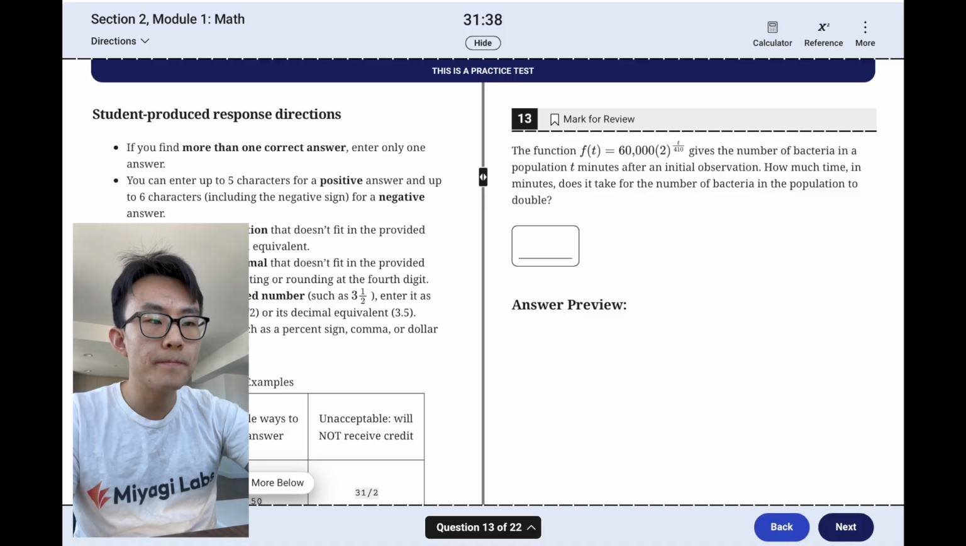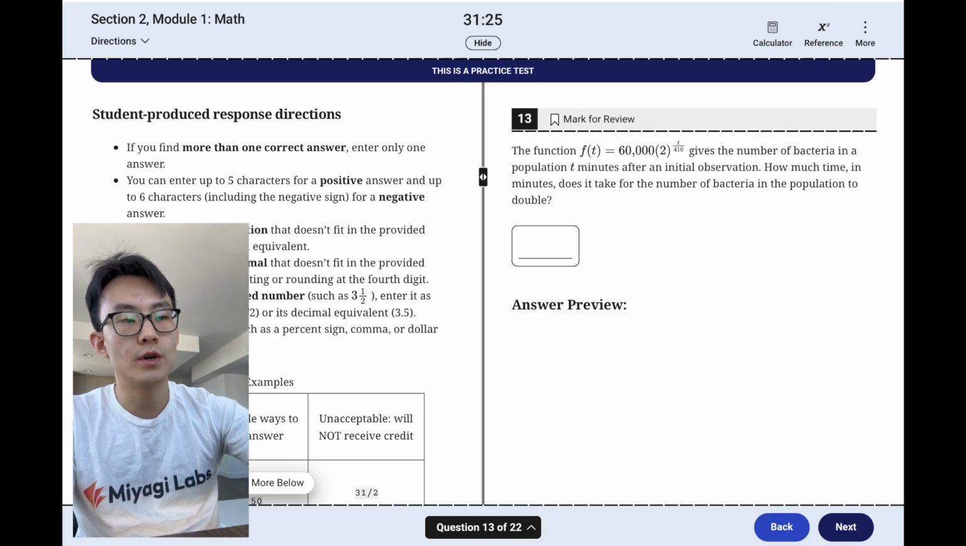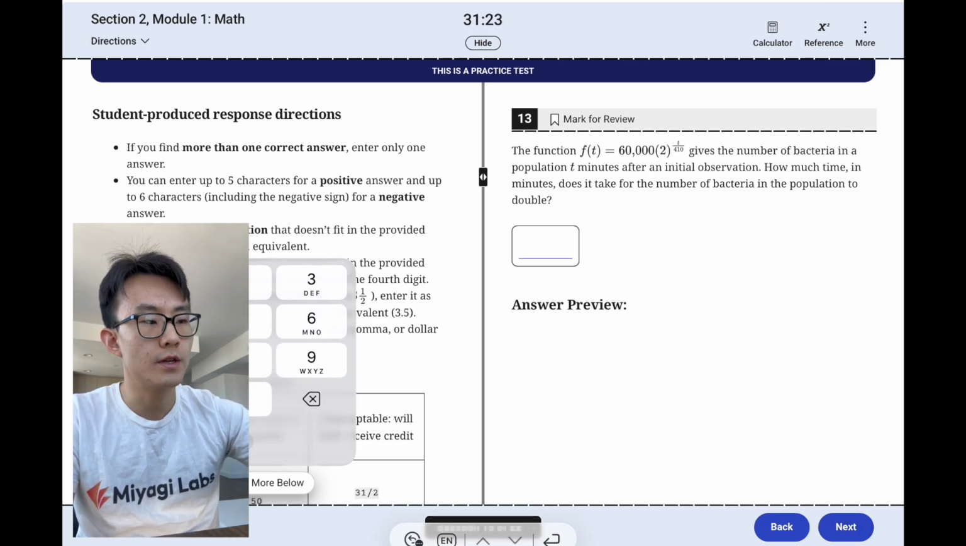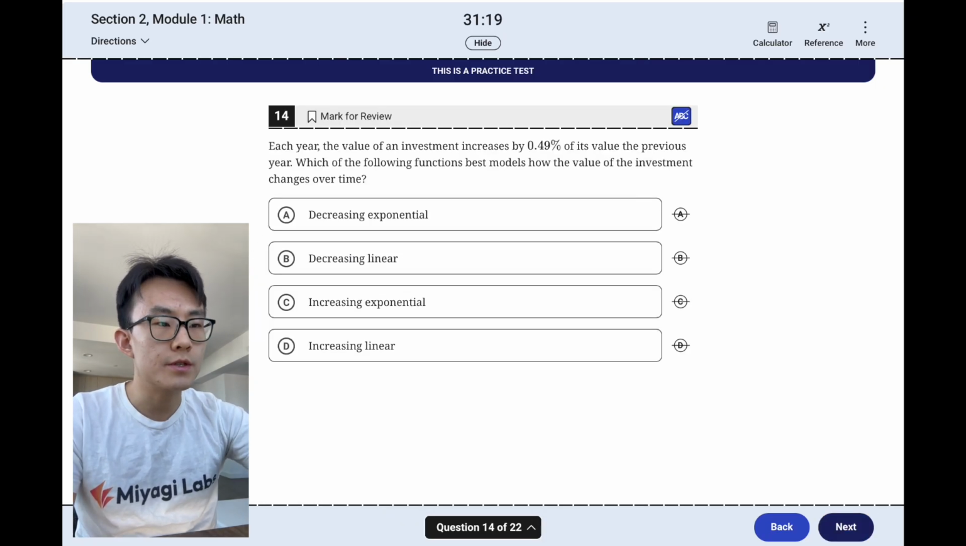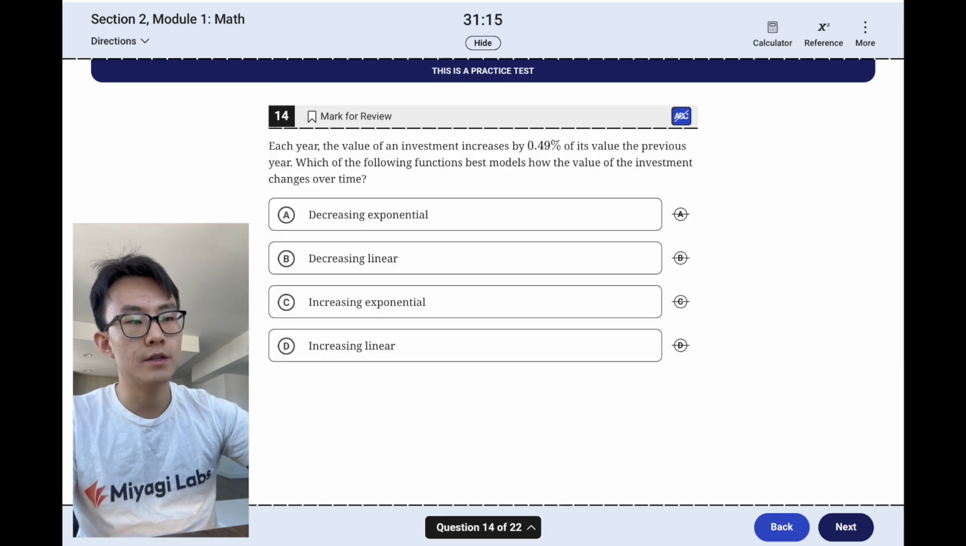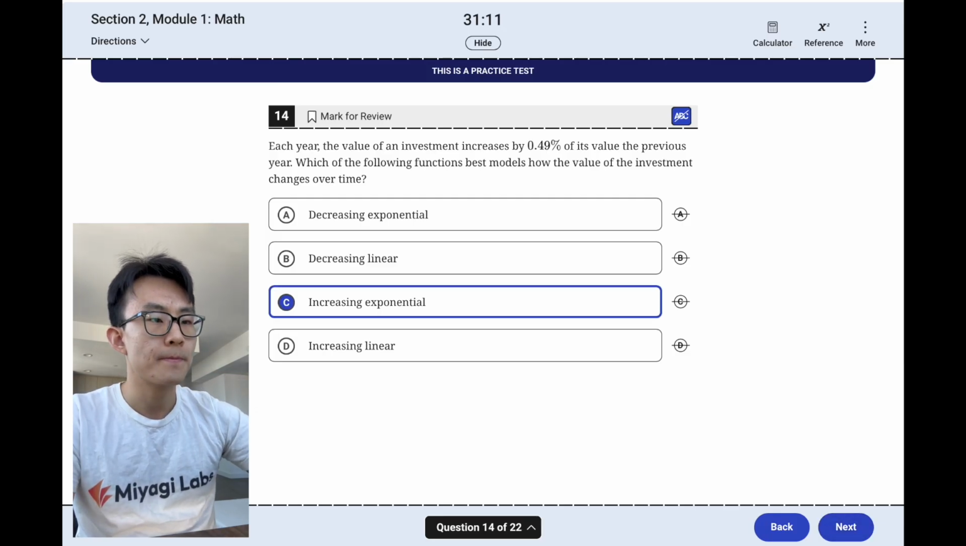This function, how many times does it take for it to double? So when t equals 0, this is going to be 60,000. So we need this to be 60,000 times 2, which is 2 to the 1. So this has to be 410. Each year the value increases by this. Okay, so it's increasing by a multiple every time, so it's increasing exponentially.